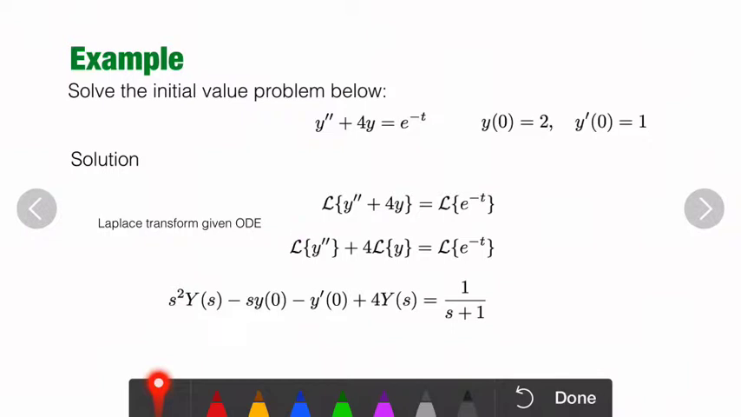So for the Laplace transform of your second order ODE like this one, basically you will get this solution. This is what we mentioned earlier: the Laplace transform for the second order derivative. And for the Laplace transform of y, you will get Y(s). At this stage, you have y(0) and y'(0), the values you are going to substitute inside the Laplace transform.